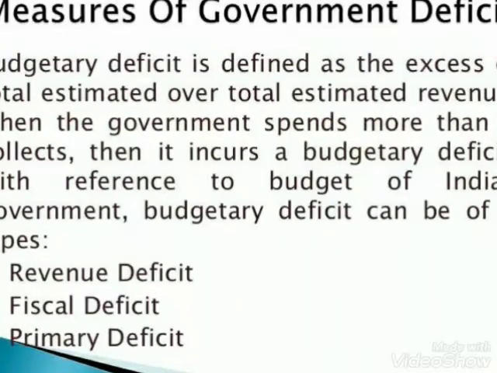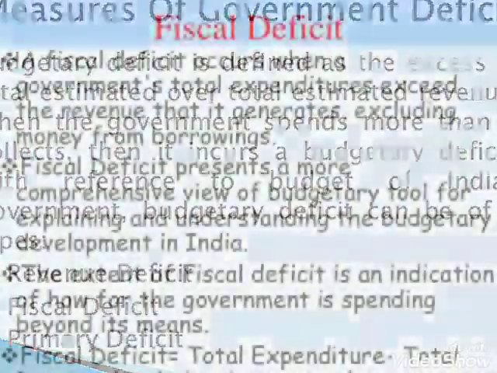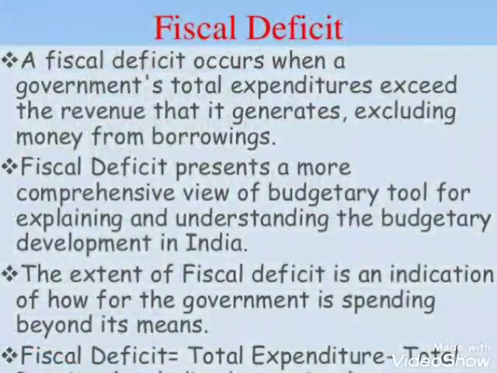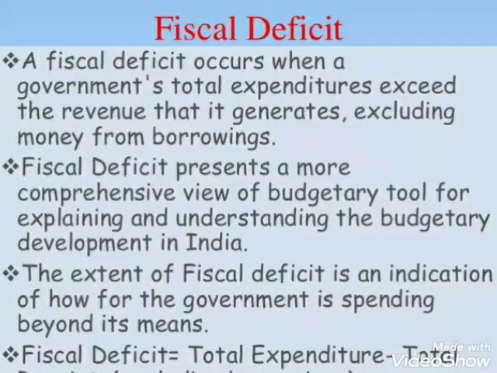And as I've already told you, this budget deficit has been classified into three important categories. First one, we have already done, revenue deficit. Second is fiscal deficit, which we are doing today. So when we talk about a fiscal deficit, children, fiscal deficit is estimated accounting for all receipts and expenditure of the government. That means fiscal deficit is the excess of total expenditure.